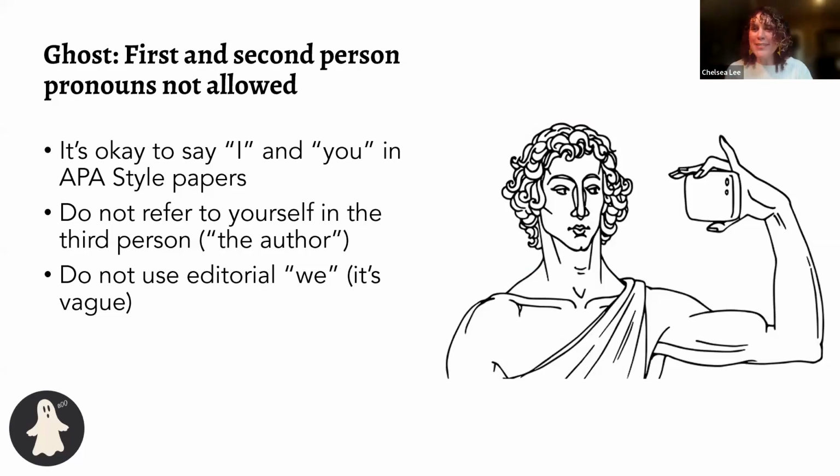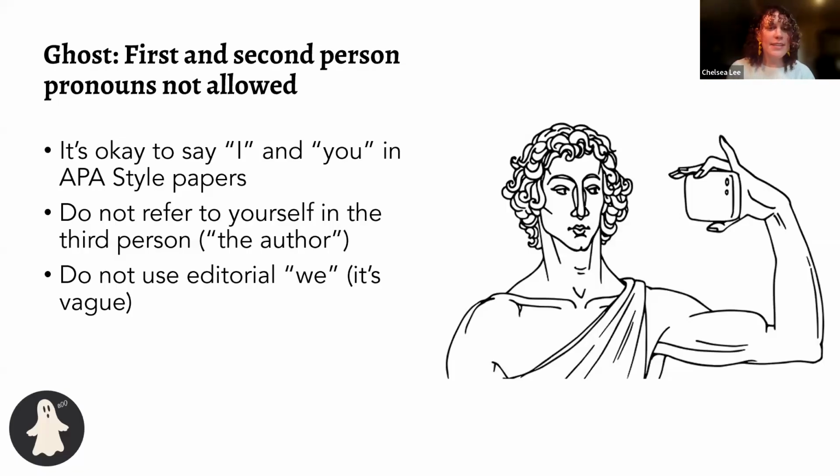Something that we commonly see is people referring to themselves in the third person. So they might say something like, the author analyzed 100 studies for the meta-analysis. But what they mean is that they did that work of the meta-analysis. And so you would want to say, I analyzed 100 studies for the meta-analysis in your work.